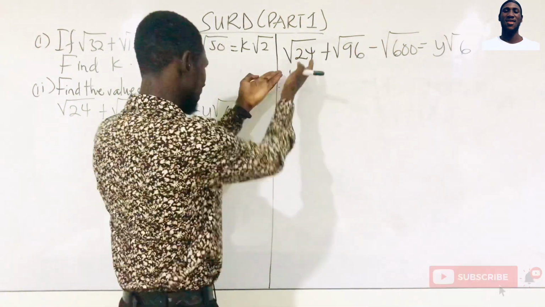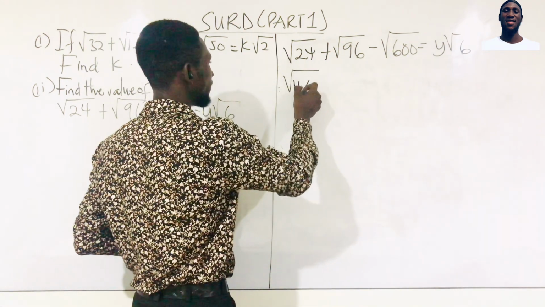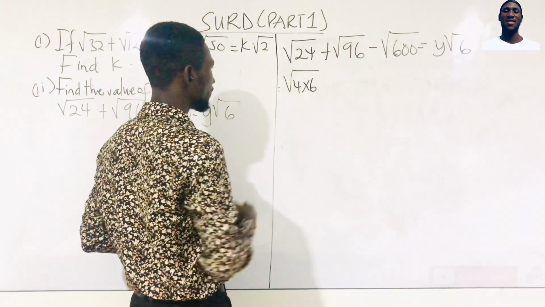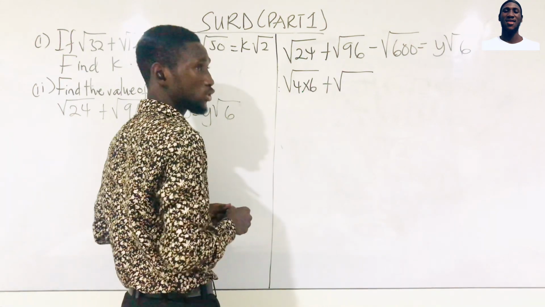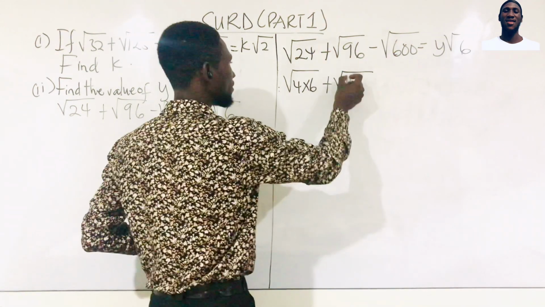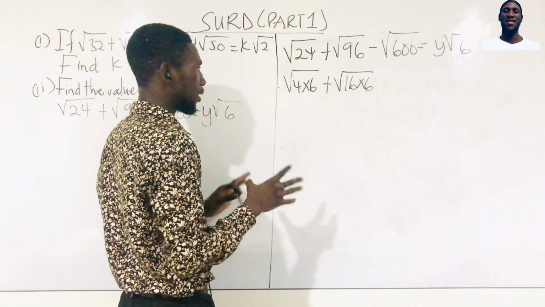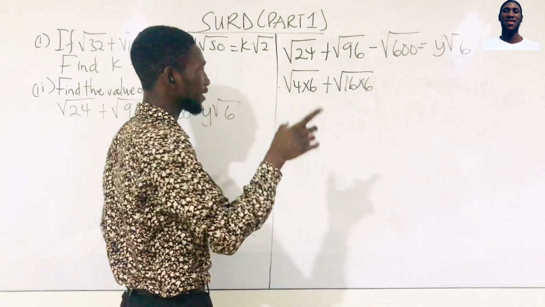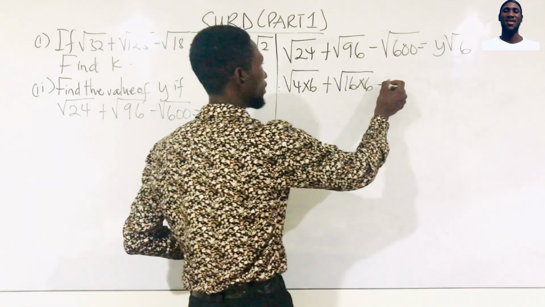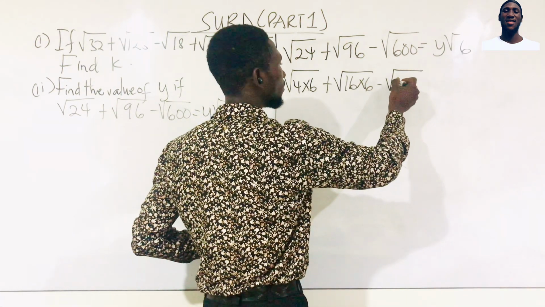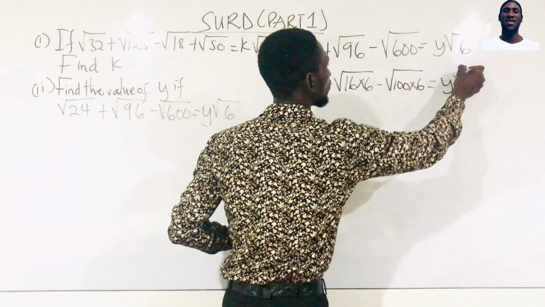Alright, so we simplify this. So we know this is 4 by 6. 4 times 6 is 24 plus, we know this, well, you could use different numbers, but I think 16 by 6 gives us a way easier approach. Don't forget, everything should have root 6, root 6, root 6. Okay, so minus, we have 100 by 6 should be equal to that.